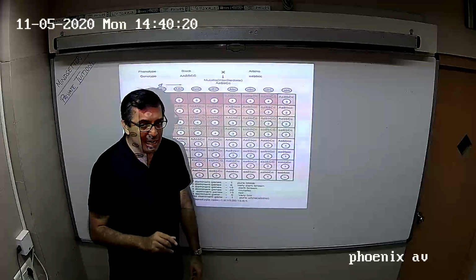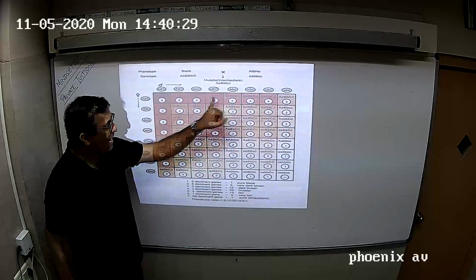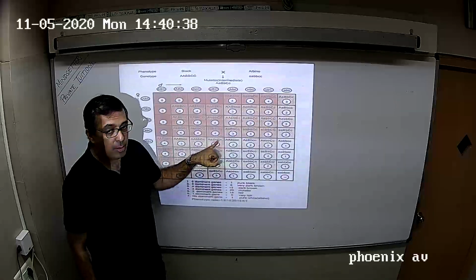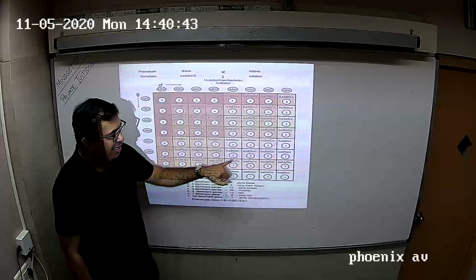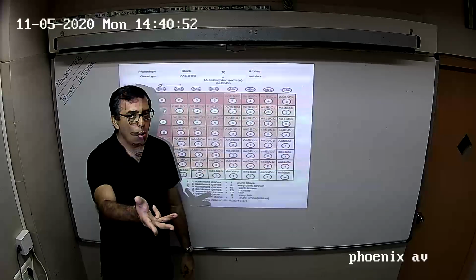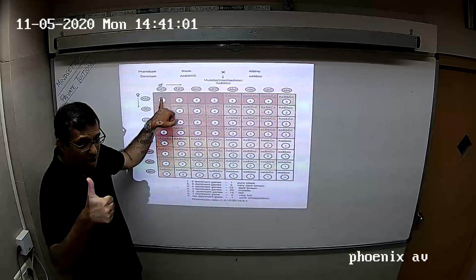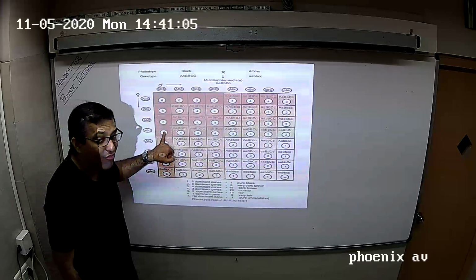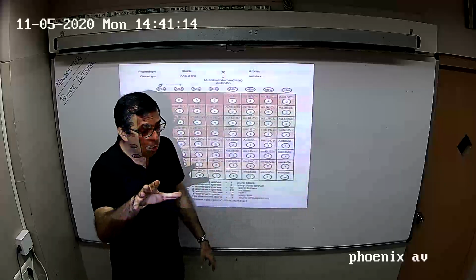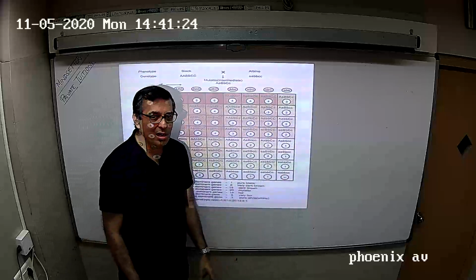So, what is the skin color? You have 6 capitals, very dark, the black. 6 capitals black, 5 capitals very dark brown, 4 capitals dark brown, 3 capitals mulatto, 2 capitals fair, 1 capital very fair, no capital albino. So, what is the phenotypic ratio you get? You get 1 black, 6 very dark brown, 15 dark brown, 20 mulatto, 15 fair, 6 very fair, 1 albino.